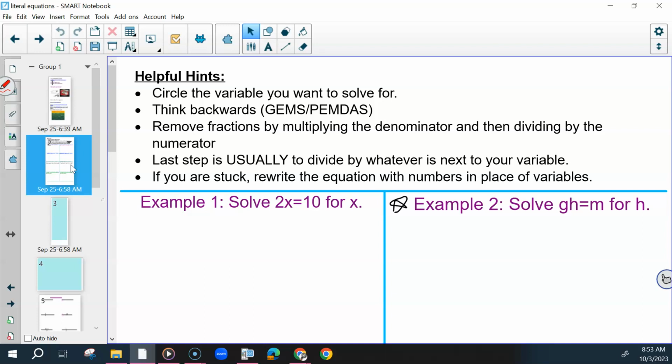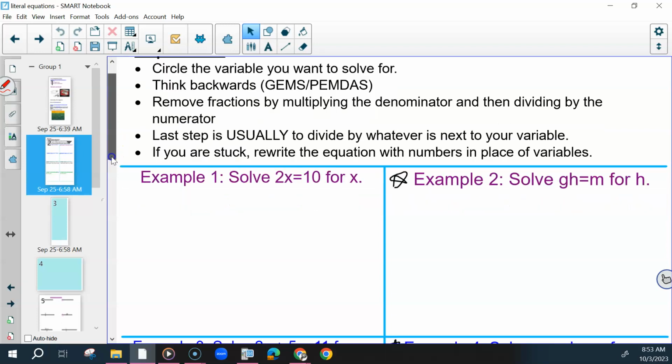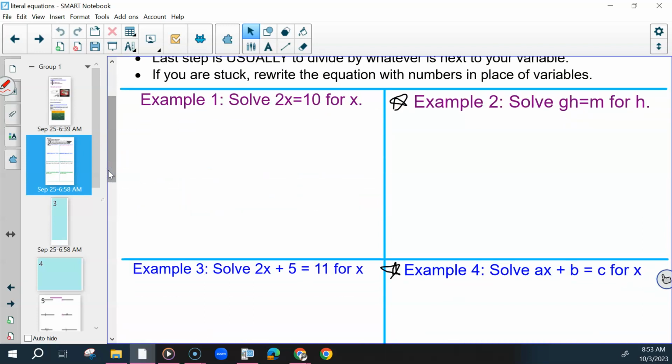Many of these are similar to how we would solve a regular equation, but we're not going to get number answers. So we just have to think about, if this were a regular equation, how would we start to solve this? So we're going to have regular equations, solve those, and then have literal equations with just variables.